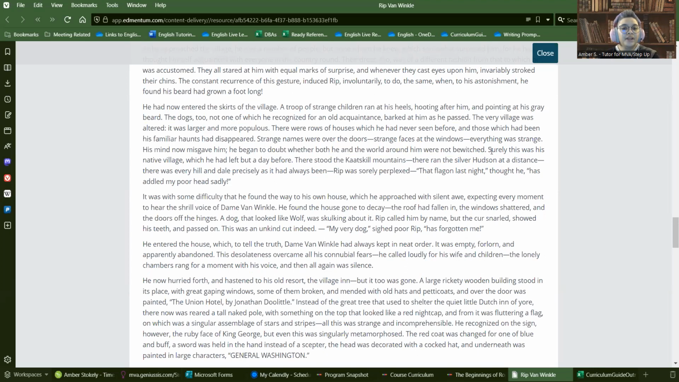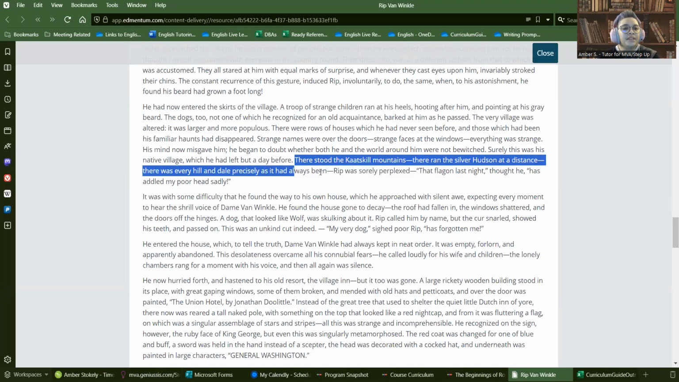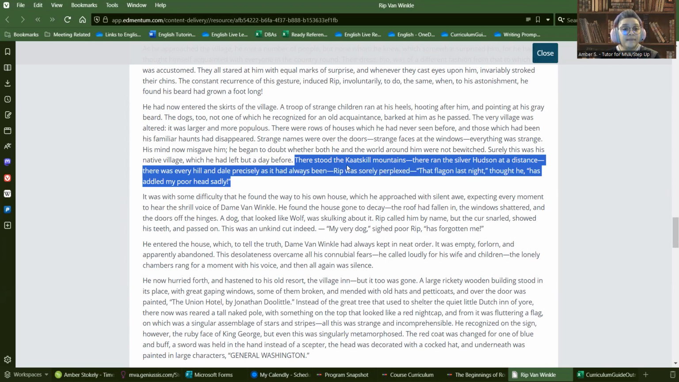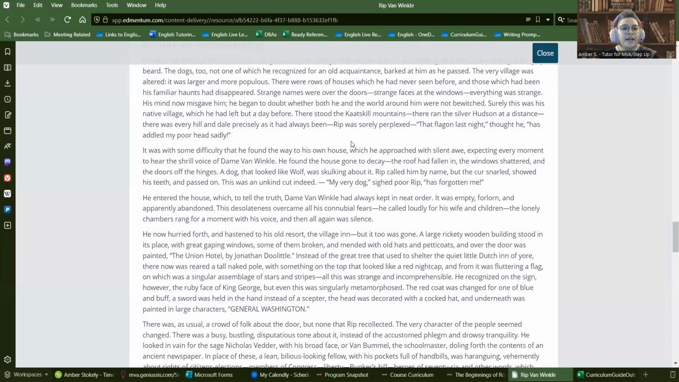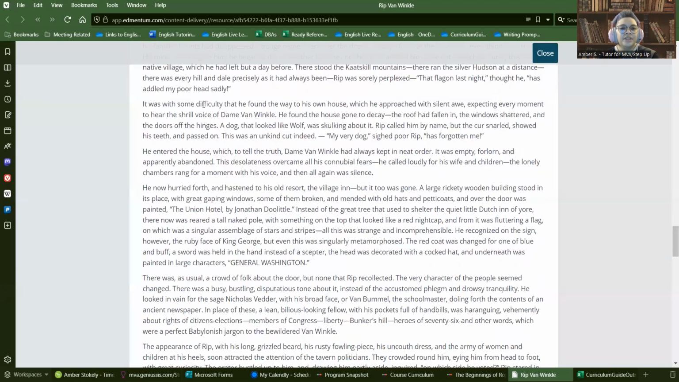What is this? Surely this was his native village, which he had left but a day before, right? He's just like, I just left yesterday. There stood the Catskill Mountains. There ran the Silver Hudson at a distance. There was every hill and dale precisely as it had been. Rip was sorely perplexed. That flagon last night, thought he, has it addled my poor head? Has addled my poor head sadly. So he's just like, why don't I recognize anything besides these mountains? The land is the same. Why is the city different? So he's thinking there's something wrong with him at this point.